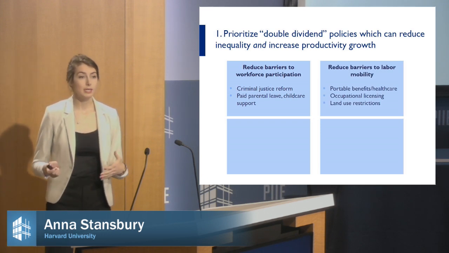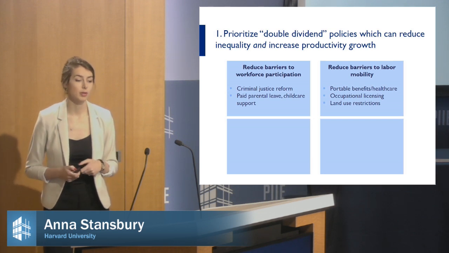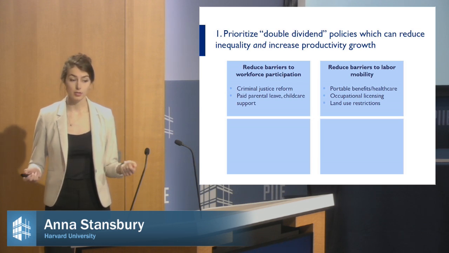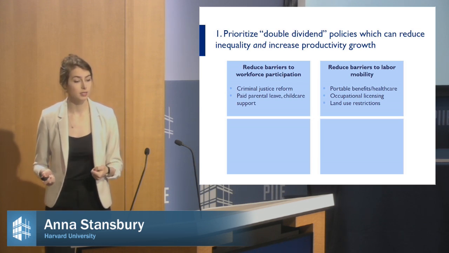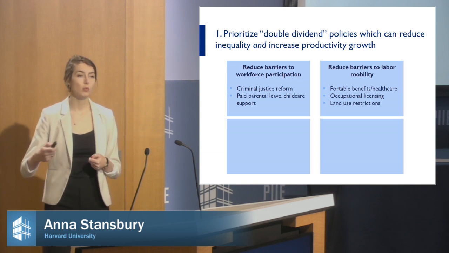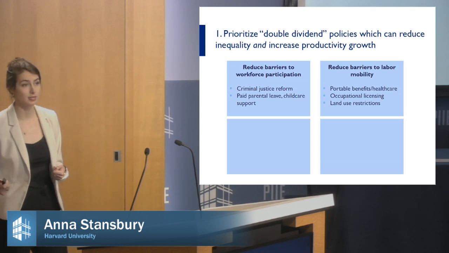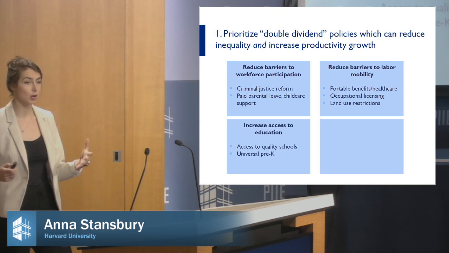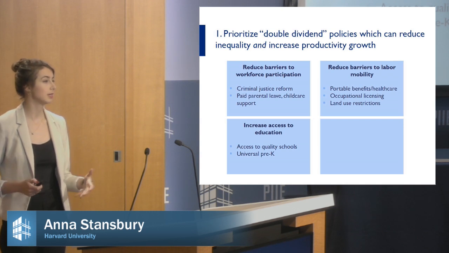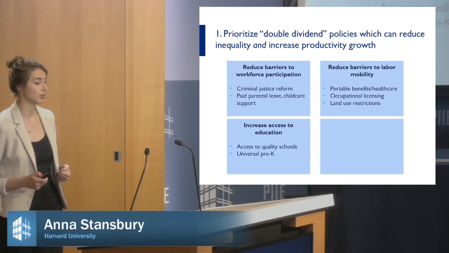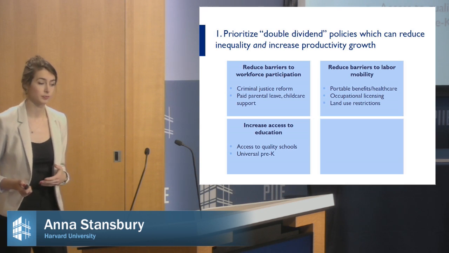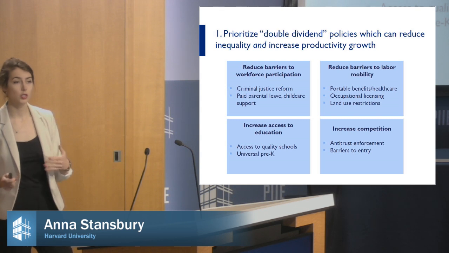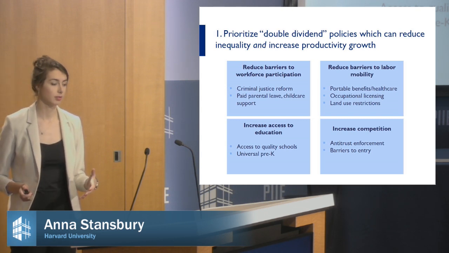Reducing barriers to labour mobility can increase dynamism. For example, ensuring that workers don't lose their health benefits when they leave their jobs, reducing occupational licensing requirements or land use restrictions that mean that workers can't move into the occupations or the cities at which they would be most productive. Increasing access to education, somewhat obviously, but important to emphasize, particularly access to quality schools in disadvantaged neighborhoods and early childhood education. And increasing competition, increasing antitrust enforcement and ensuring that barriers to entry for new firms are not too high.